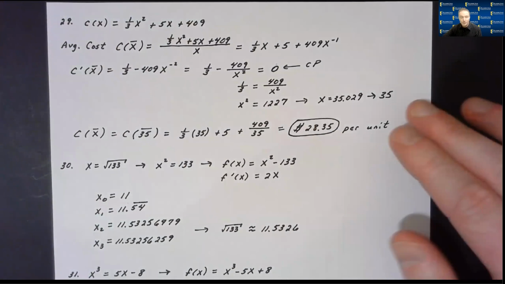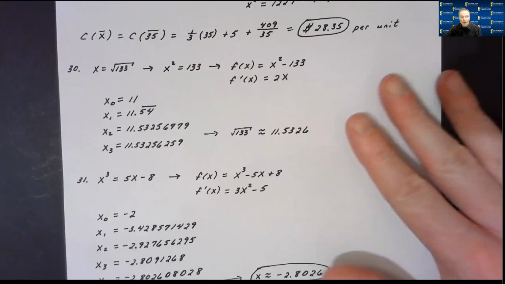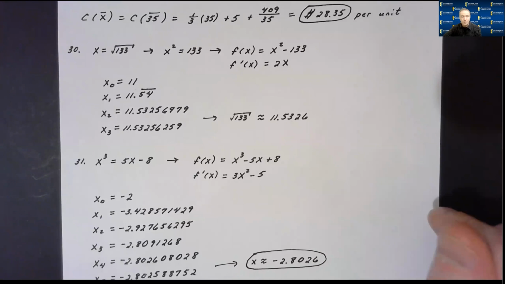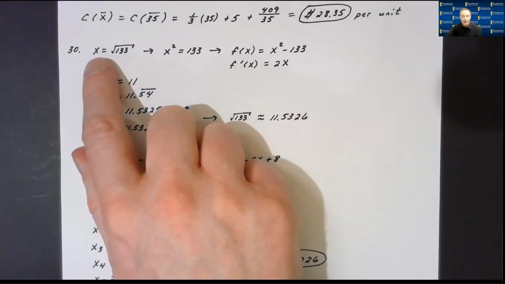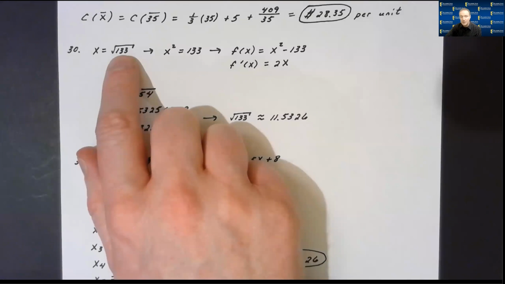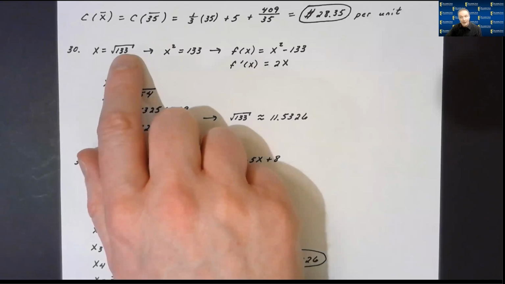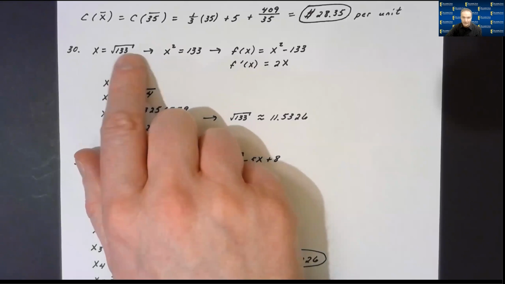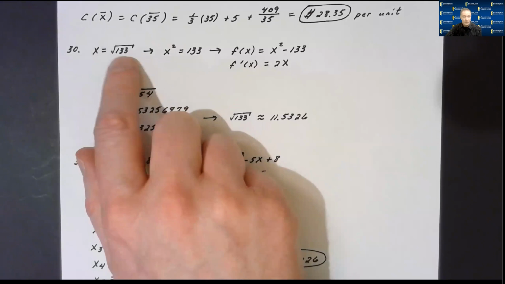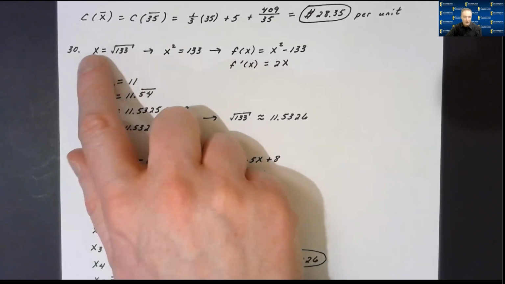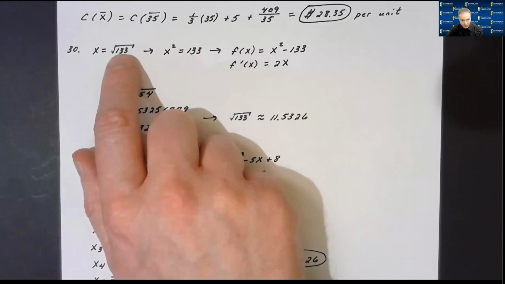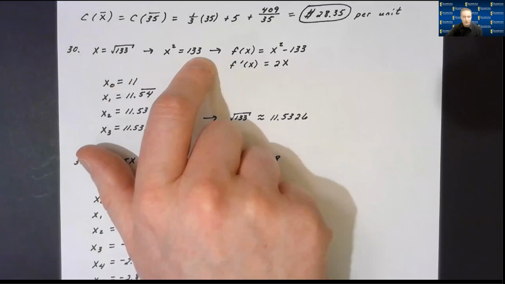Now, your final two problems, Newton's method. In number 30, I just ask you to use Newton's method to simplify the square root of 133. So you start off by just saying, let x equal the square root of 133. Now, we know Newton's method has to be an equation set equal to 0 that has non-constant derivatives. So you say, well, all right, this isn't going to cut it. So I go ahead and first thing I do is I square both sides. If x is equal to the square root of 133, then x squared is equal to 133.